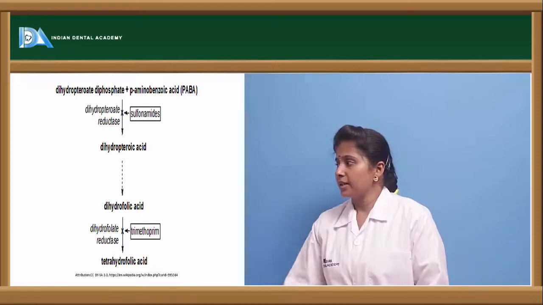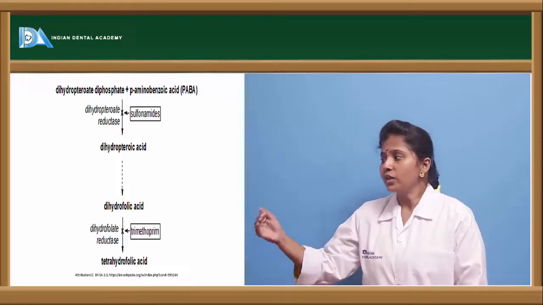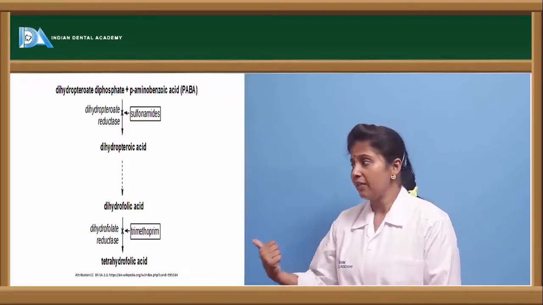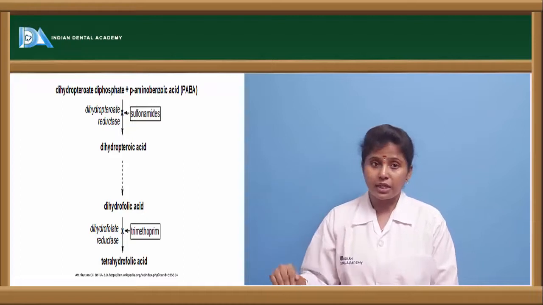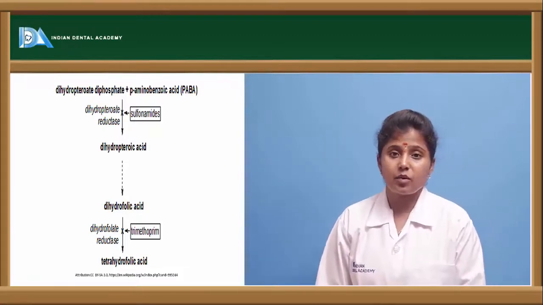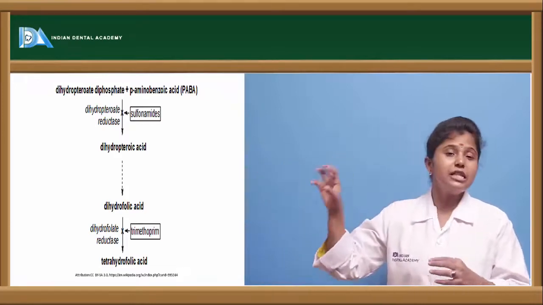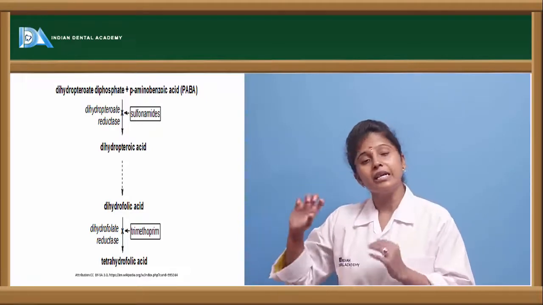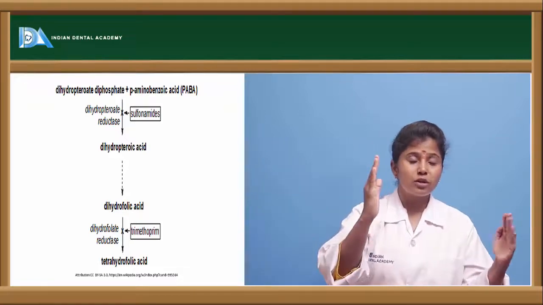If we see the example here, dihydropteroate diphosphate, when combined with PABA, that is para-aminobenzoic acid, is converted to dihydropteroic acid with the help of an enzyme called dihydropteroate synthetase. This enzyme is inhibited by the drug sulfonamides. This dihydropteroic acid is converted to dihydrofolic acid, and dihydrofolic acid is converted to tetrahydrofolic acid in the presence of an enzyme called dihydrofolate reductase. The drug trimethoprim inhibits this enzyme, dihydrofolate reductase. So sulfonamides initially inhibit the formation of dihydrofolic acid, but this time trimethoprim inhibits the formation of tetrahydrofolic acid. So the pathway is the same, but the steps where they act are different.